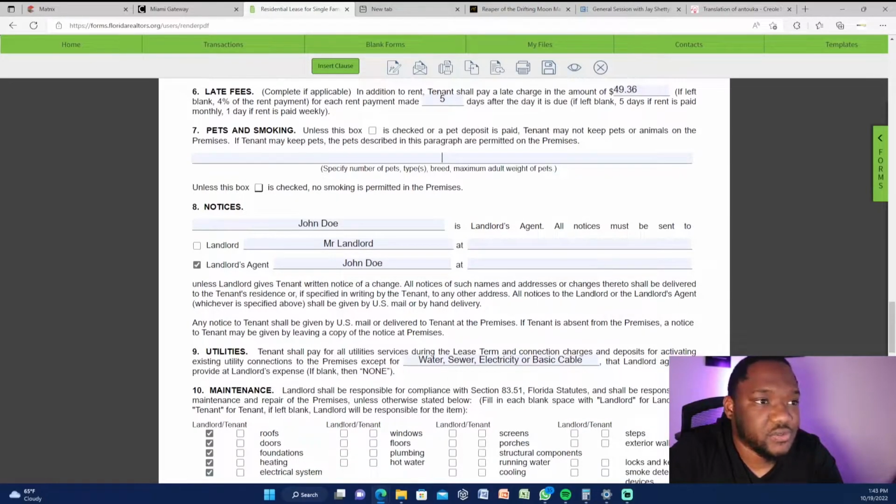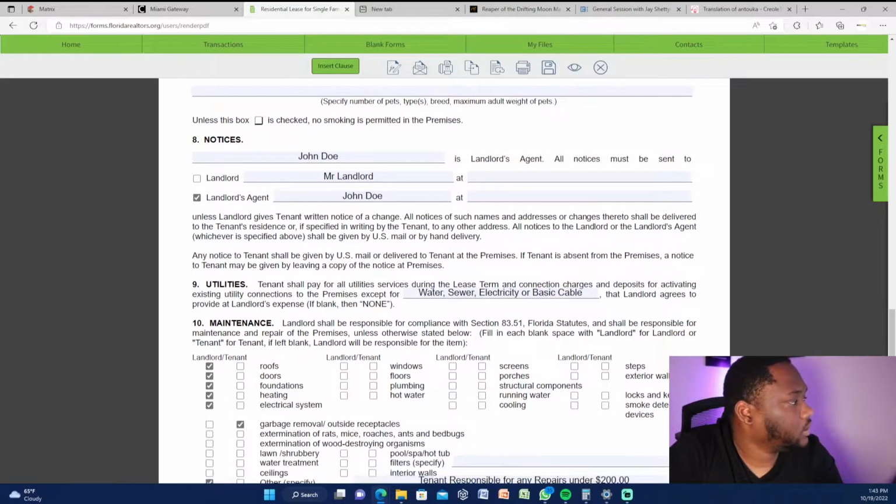Notices tells you who the tenant should contact in case they need anything done. It'll be either the landlord or it could be you if you also act as a property manager.